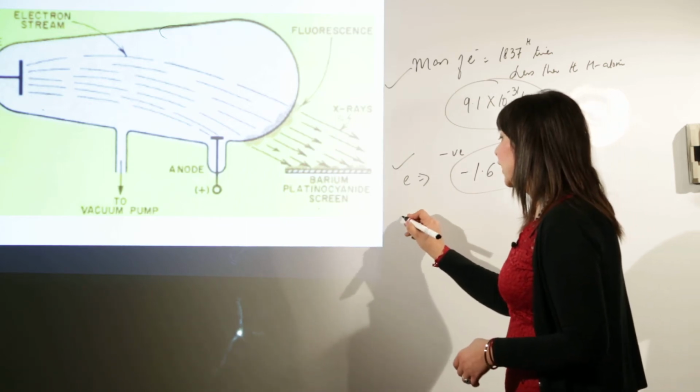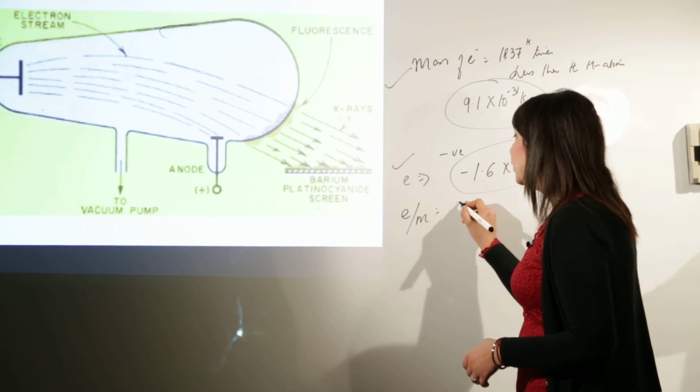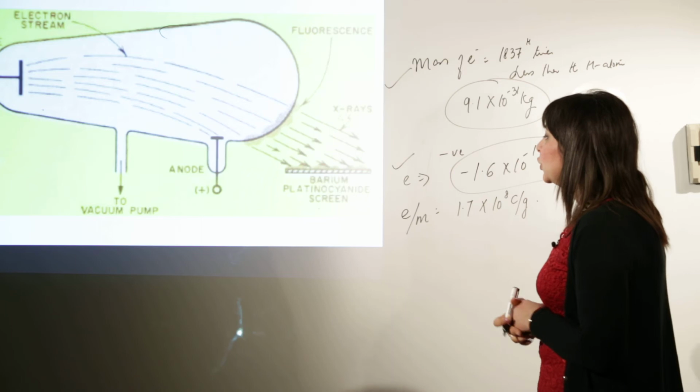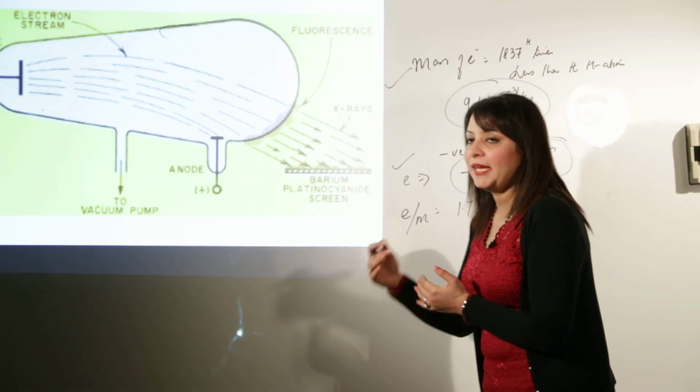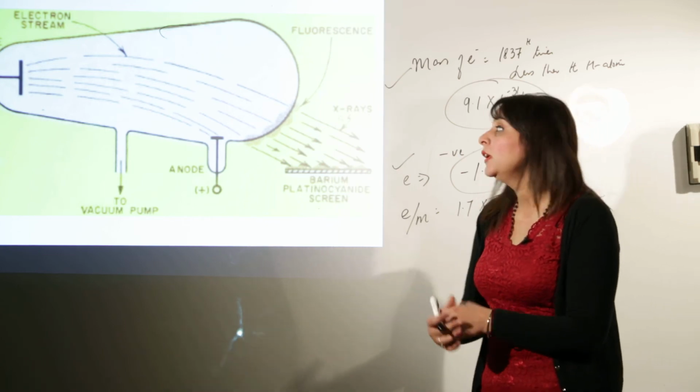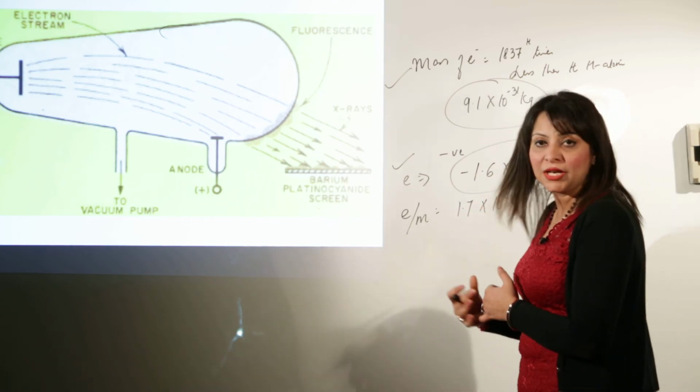Similarly, we get to know the charge to mass ratio also, that was 1.7 times 10 raised to power 8 coulomb per gram. So this is how J.J. Thomson made the discovery, along with the other scientists who helped him in determining the mass, charge and charge to mass ratio.